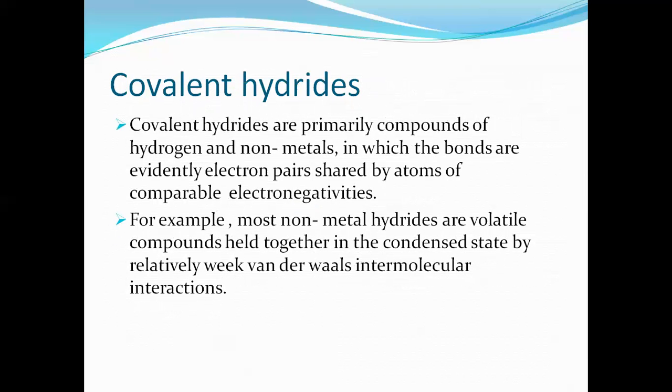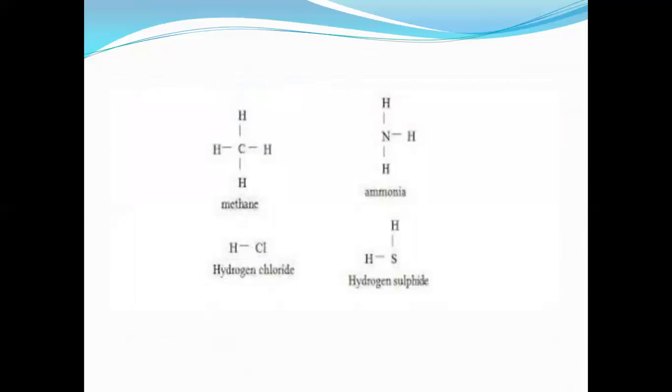Covalent hydrides. Covalent hydrides are primarily compounds of hydrogen and non-metals in which the bonds are evidently electron pairs shared by atoms of comparable electronegativities. For example, most non-metal hydrides are volatile compounds held together in the condensed state by relatively weak van der Waals intermolecular interactions, like methane, ammonia, hydrogen chloride, and hydrogen sulfide.